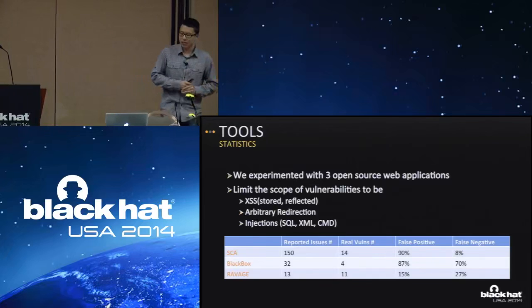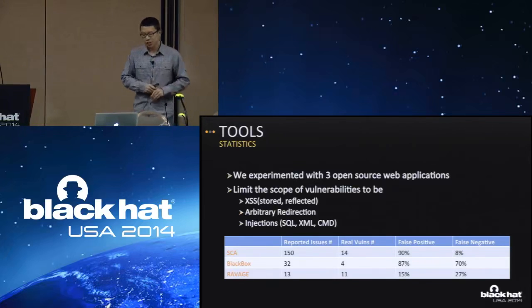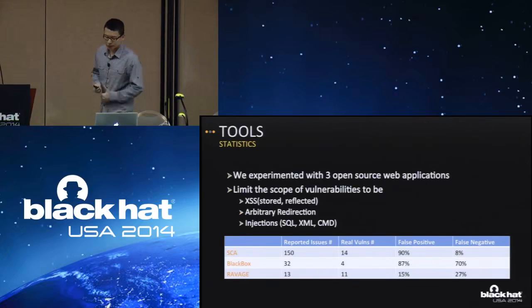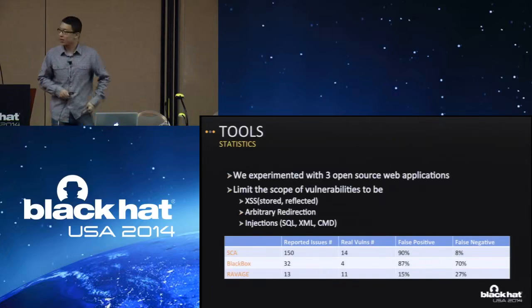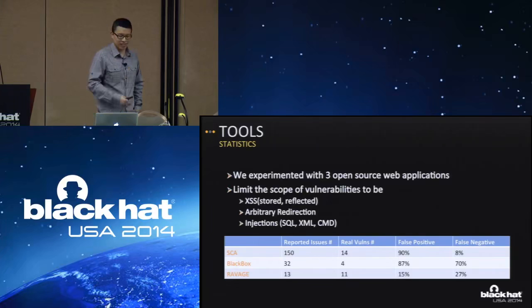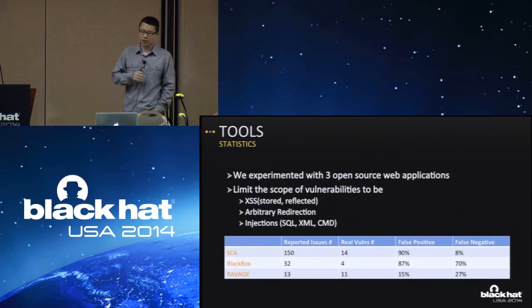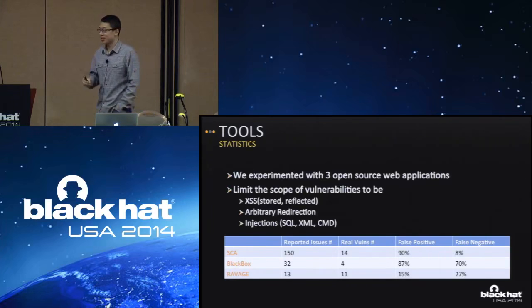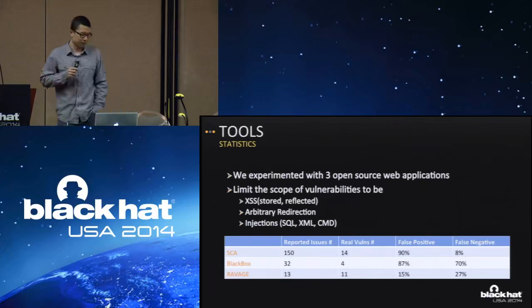Black box tools, on average, detect fewer issues than static analysis, and also have fewer real vulnerabilities. As for false positives, they are around the same level as static analysis, but they also have high false negatives. But black box tools do finish scanning much earlier than static analysis, so that is a plus.